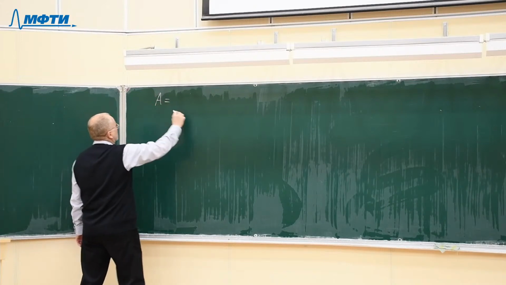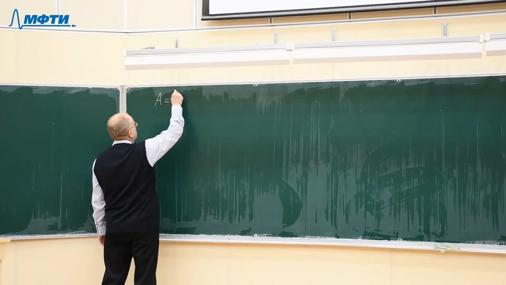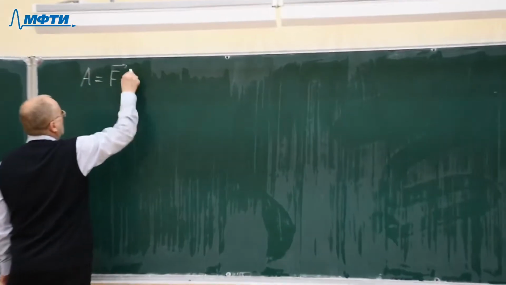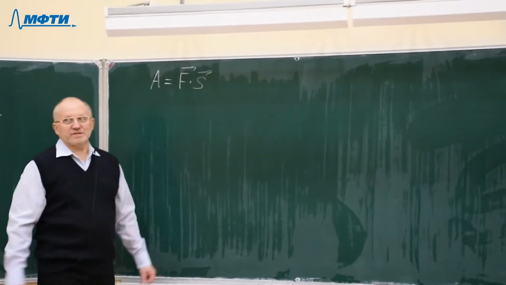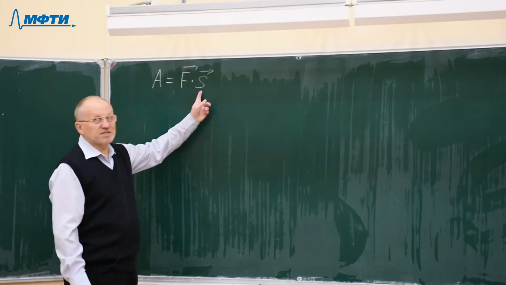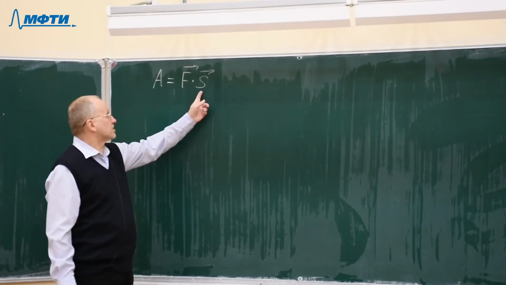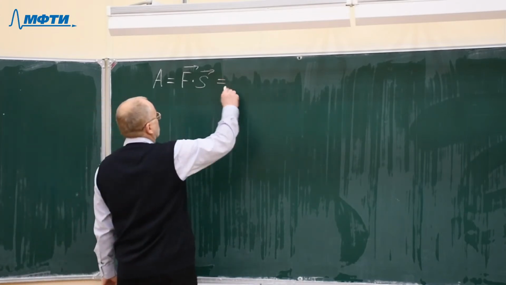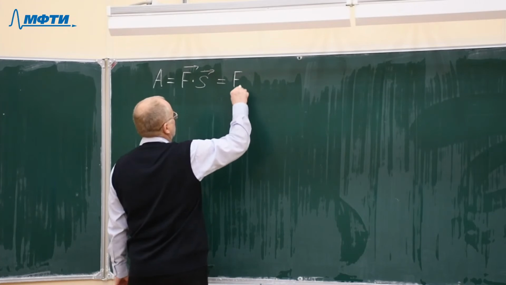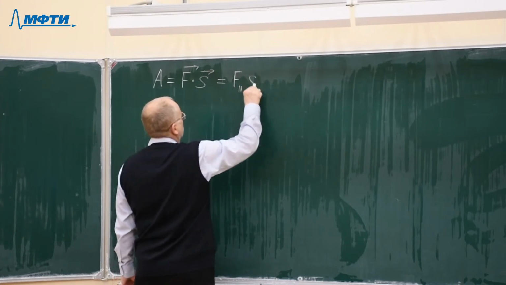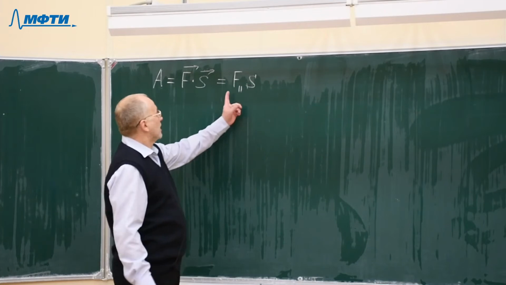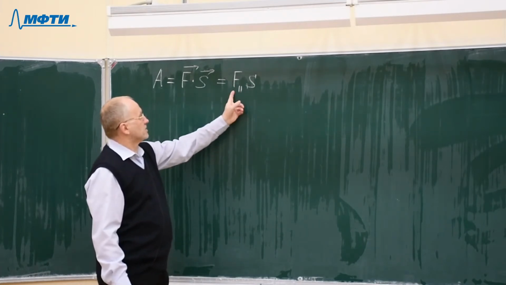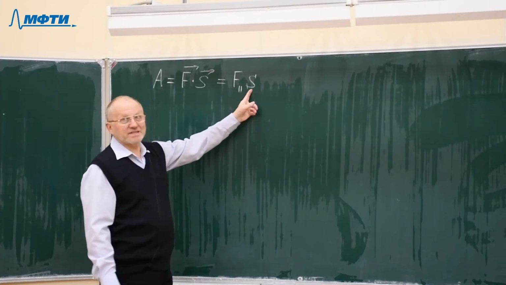Work is equal to the scalar product between the force acting on the body and its displacement. The scalar product is also called a dot product, which is the parallel component of force times displacement, and in this formula, these two terms are scalar quantities.